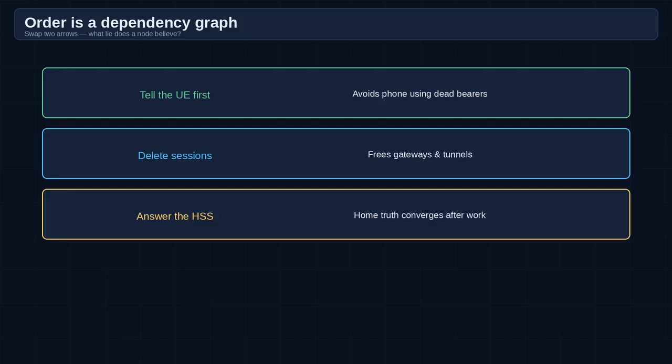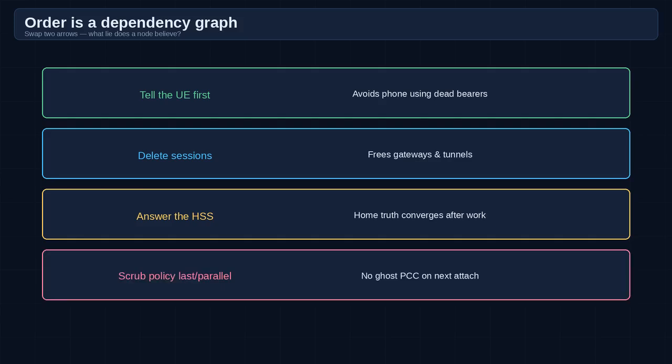Suppose you answered the HSS before cleanup finished. The home database might believe cancellation succeeded while gateways still bill or buffer. The diagram's vertical order is a dependency graph drawn as time. Inform the edge, free the pipes, close the authority loop, then scrub policy. Or run those cleanups as soon as each dependency allows. But never pretend a later box is optional decoration. When you study any procedure chart, ask, if I swap two arrows, what lie does some node believe? That question turns a memorized sequence into an engineered one.